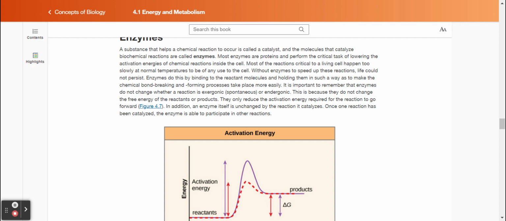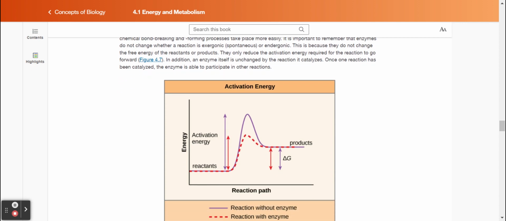It is important to remember that enzymes do not change whether a reaction is exergonic, spontaneous, or endergonic. This is because they do not change the free energy of the reactants or products. They only reduce the activation energy required for the reaction to go forward. In addition, an enzyme itself is unchanged by the reaction it catalyzes. Once the reaction has been catalyzed, the enzyme is able to participate in other reactions.